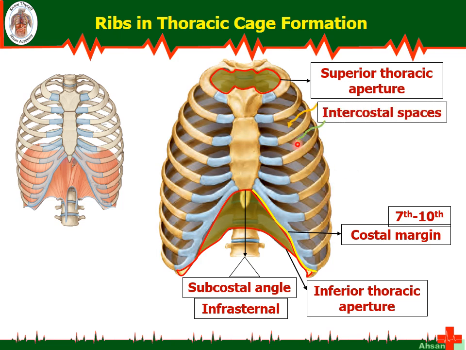These are the intercostal spaces. This is between the ribs and costal cartilage, anteriorly limited by the lateral border of the sternum and posteriorly by the body of the thoracic vertebra. So this area is known as the intercostal space.